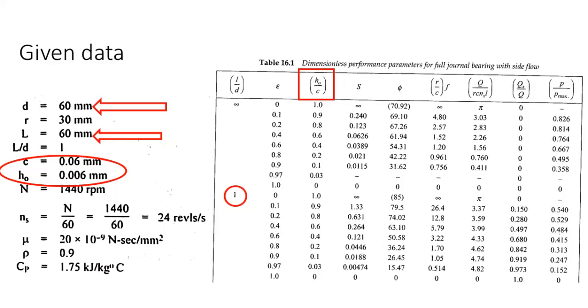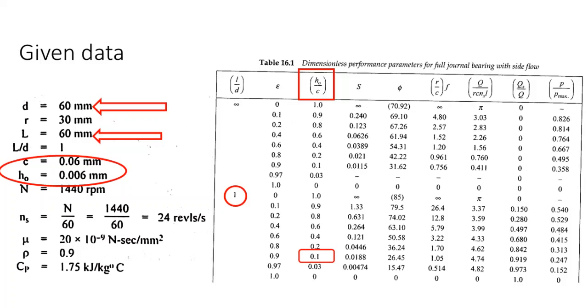So I'm going to calculate h0 by C, and if you do the division, I'll get the value 0.1. So in the table you have to refer h0 by C 0.1, and in front of 0.1 all the other values you are going to note down. Like Sommerfeld number S, you can see beside 0.1 it is 0.0188. If you see R by C into f value in front of 0.1, it is given as 1.05. So that is where you are going to note down the values.